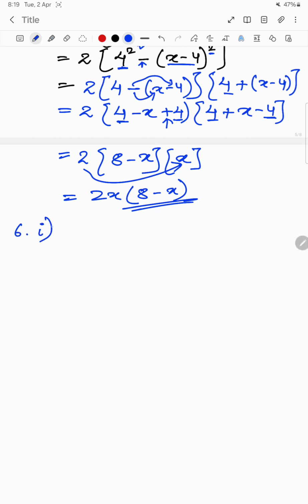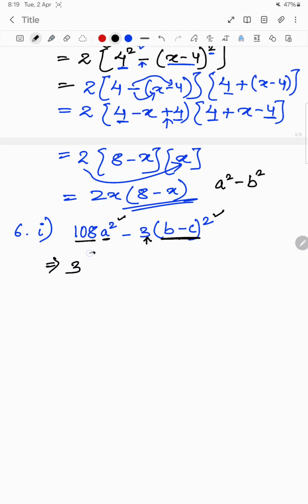Question number 6.1. 6.1 is 108a square minus 3 into b minus c whole square. So again, as I told you, you need to convert the given question in the form of a square minus b square. So here I have a with square, I have this part of the b with square. But 3 is not a perfect square, I cannot have a number 3 with a perfect square. 108 is also not a perfect square number. So now what do I do? I take 3 as common.